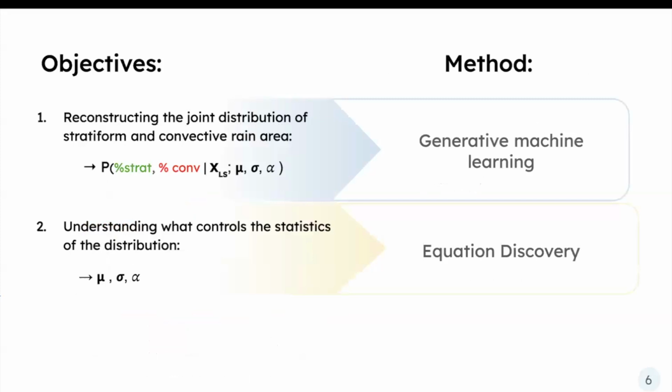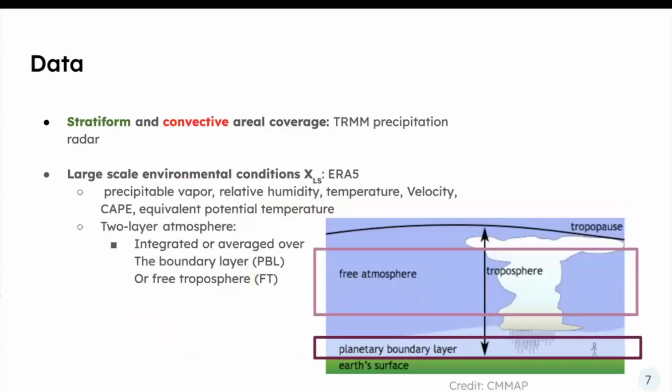So I'm going to combine a generative machine learning model that's going to do this for me. And then once I have those distributions, I'm going to use equation discovery to connect the larger scale environmental conditions to those parameters. So the data that I have, the stratiform and convective rain area, comes from precipitation radar.